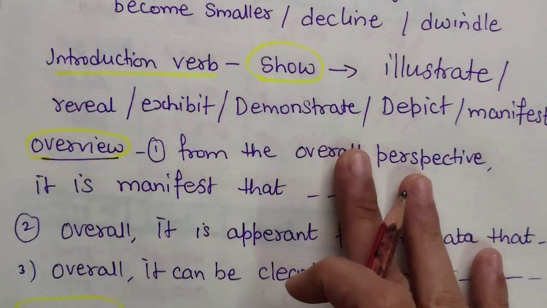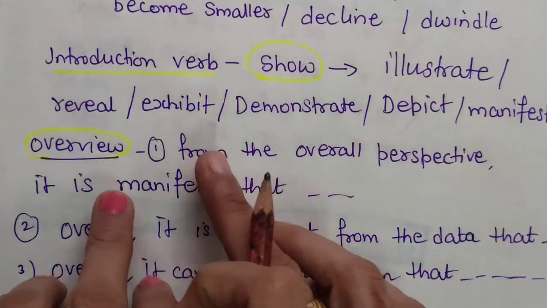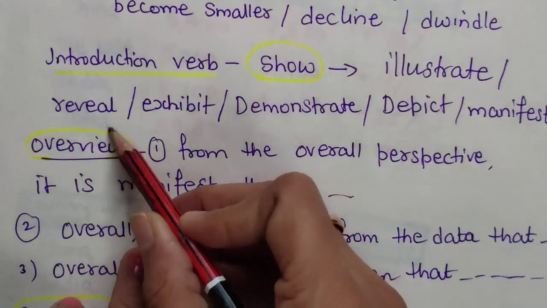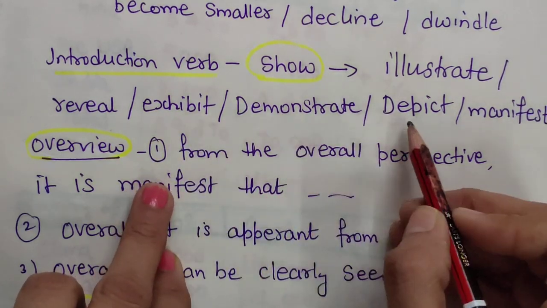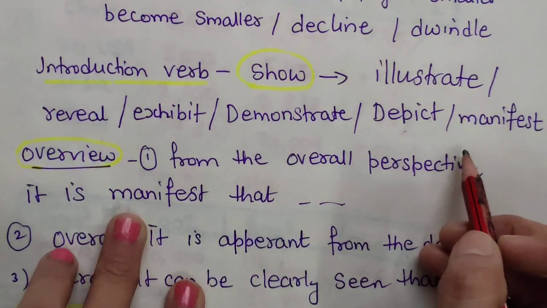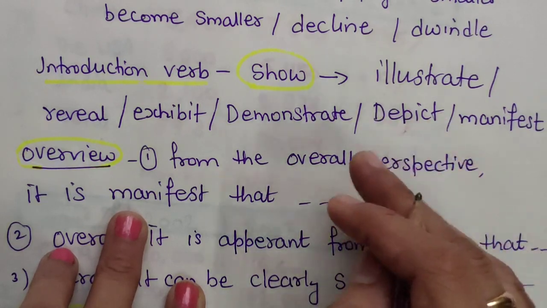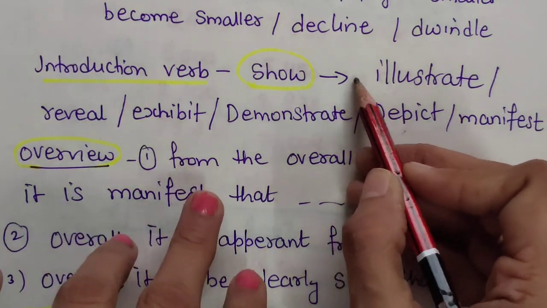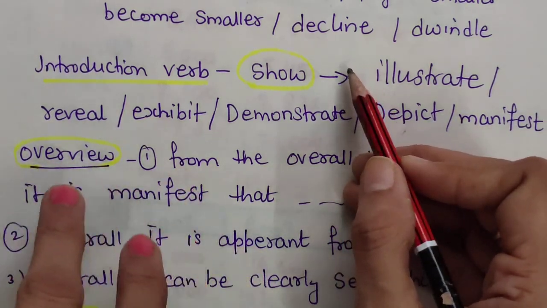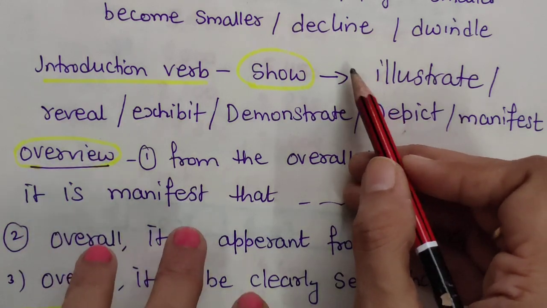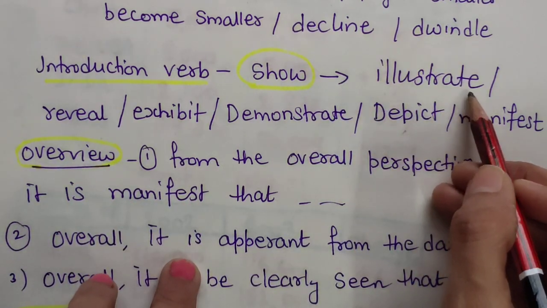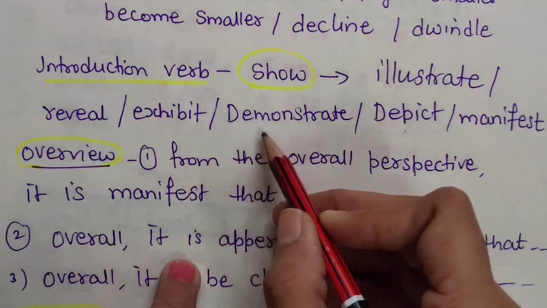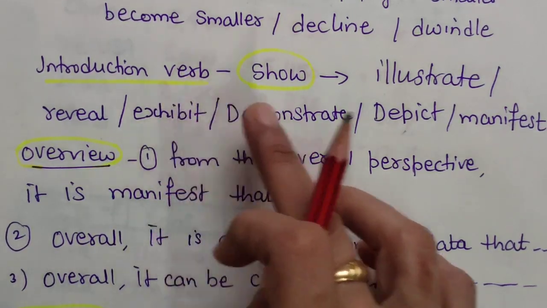Now, introduction verbs means when we have to paraphrase the question statement, which verbs can you use? Illustrate, reveal, exhibit, demonstrate, depict, manifest, apparent also. So many words, describes also, explains also you can use. But if the first word, the main starting noun, is plural, then definitely you will not be using s. If it is singular, then you will be using s with every verb. Okay, now this is the introduction sentence verb.